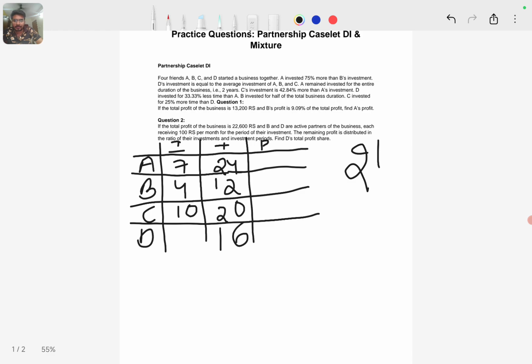21. How many entities are there? How many friends are there for 21? 3 friends. So average means what? 21 by 3, 7. Okay, so 7 is the investment amount of D. You got it? So this is the data of this Caselet DA of partnership.